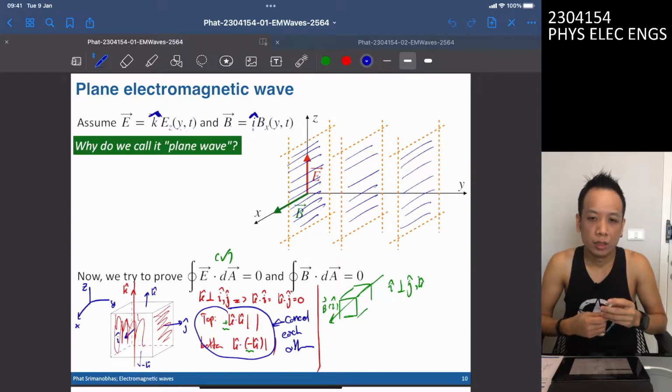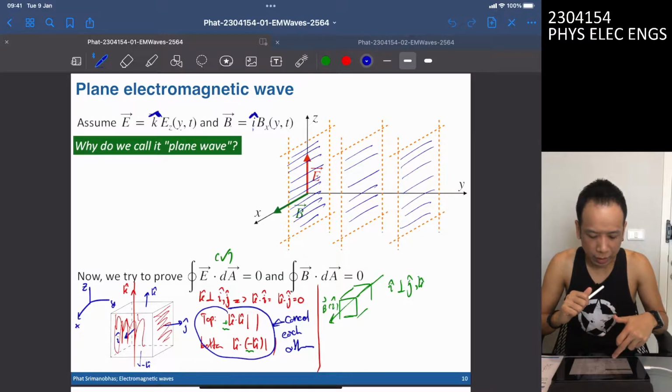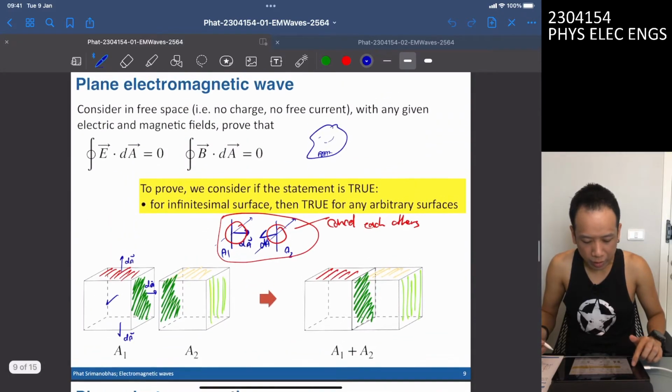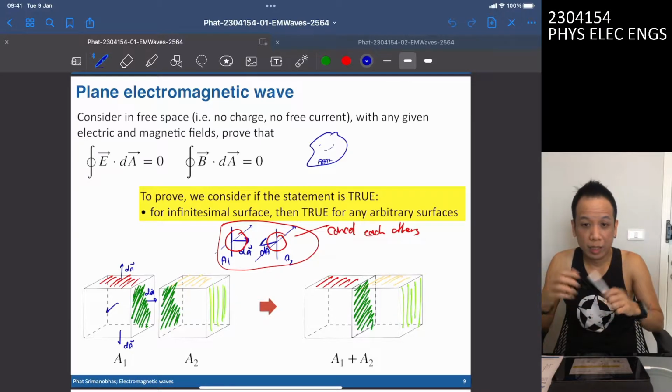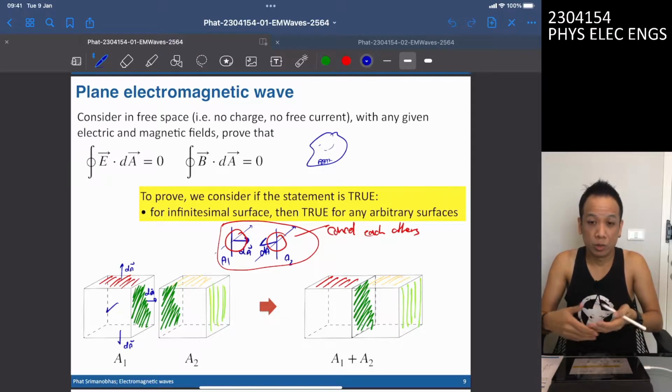So what we try to prove is that this E and B follow the Gauss law in free space, so there are no free charges and no currents. We prove that the integral of E dot dA is equal to 0 and the integral of B dot dA equals 0. The key point is that this should be true for all arbitrary surfaces, whatever surface you draw, this law should be true.